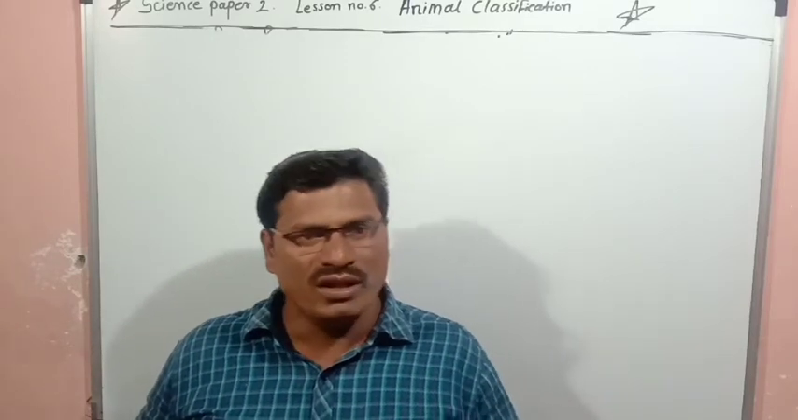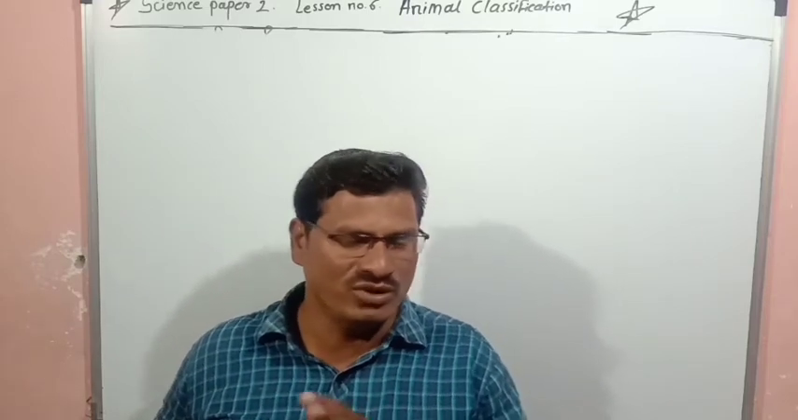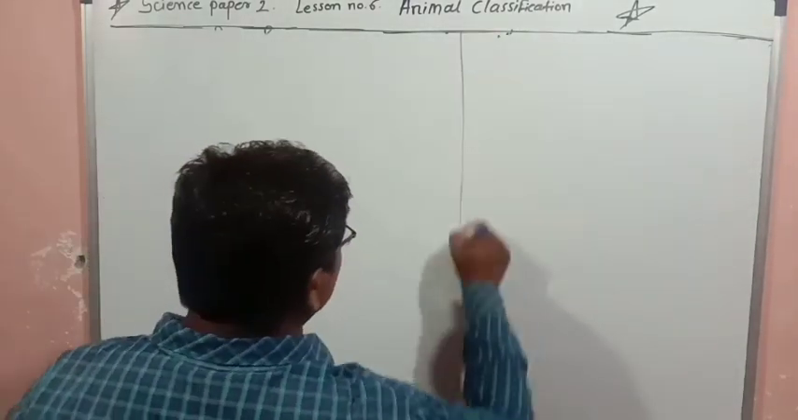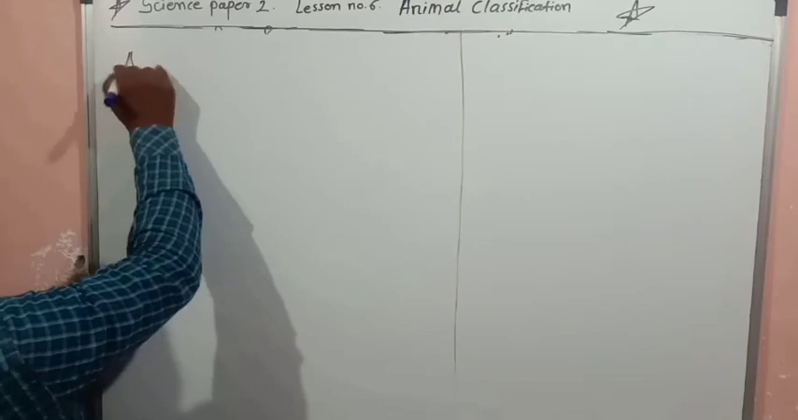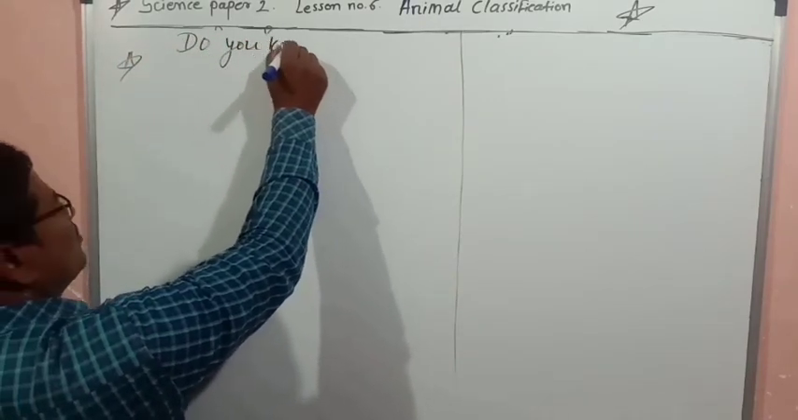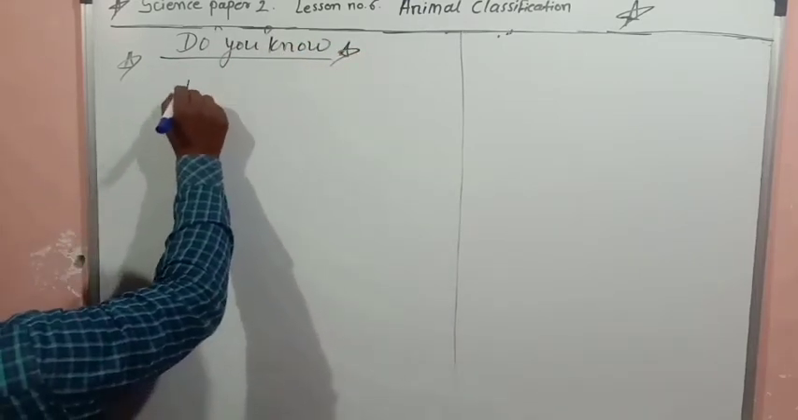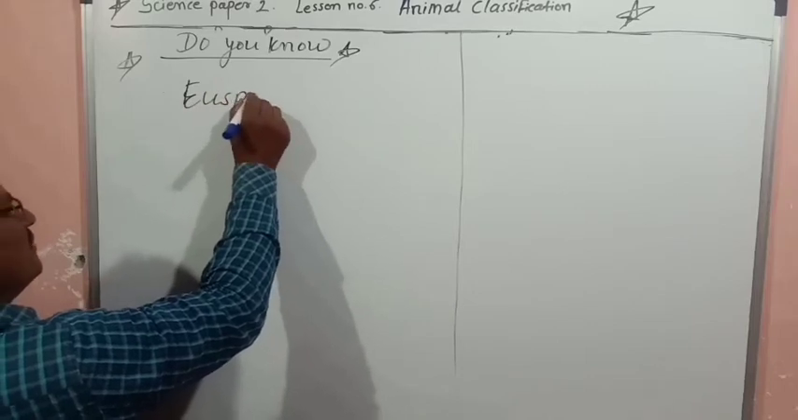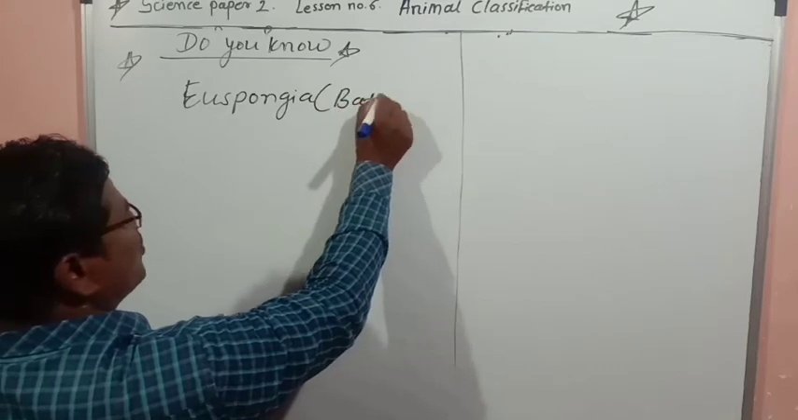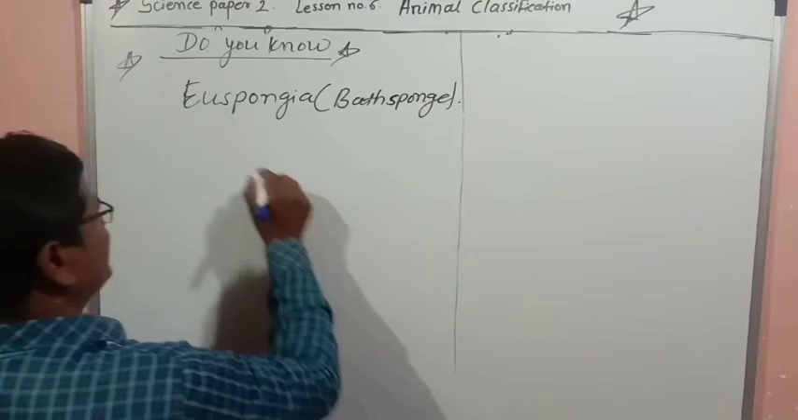Before that, we are going to study the information of one living organism, one animal. That information is about the bath sponge. In that, we are going to study about Euspongia, also called a bath sponge.